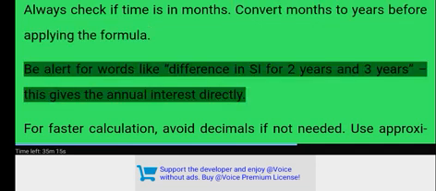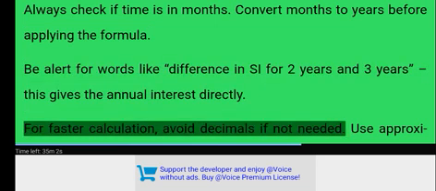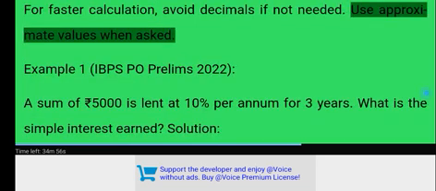Be alert for words like difference in SI for 2 years and 3 years. This gives the annual interest directly. For faster calculation, avoid decimals if not needed. Use approximate values when asked.